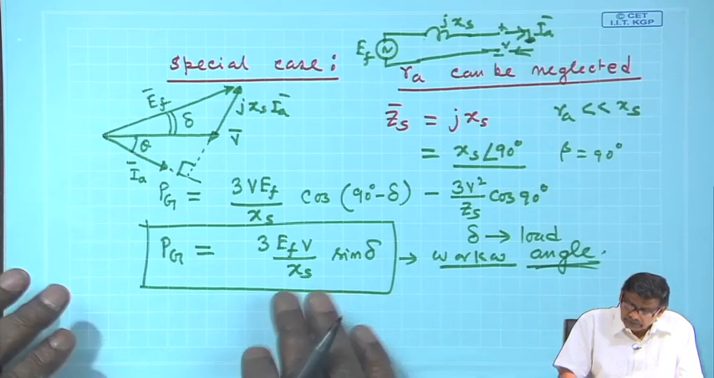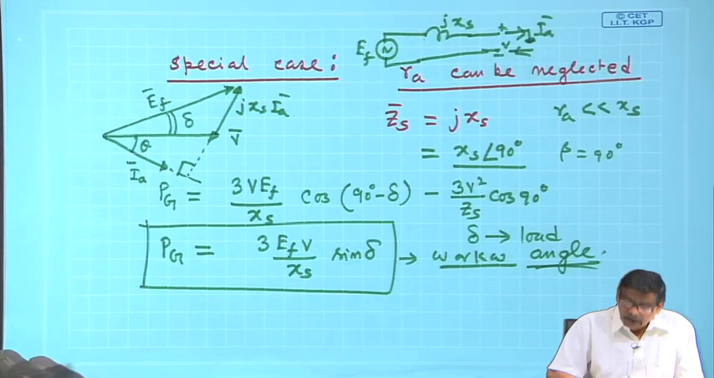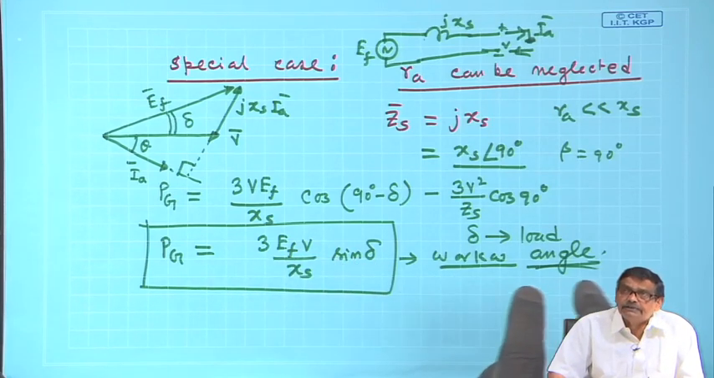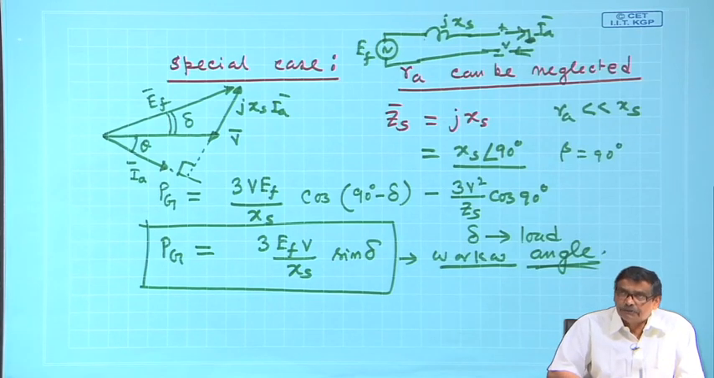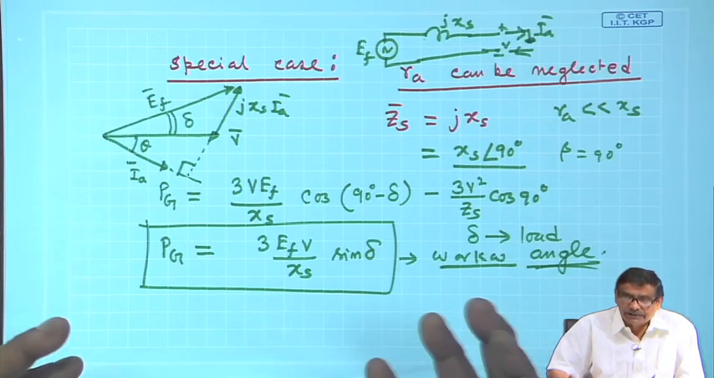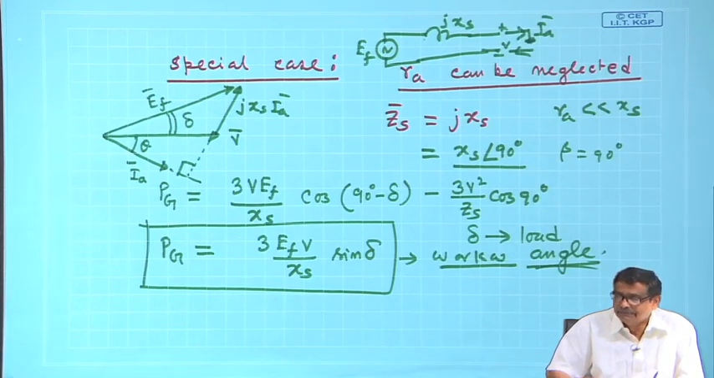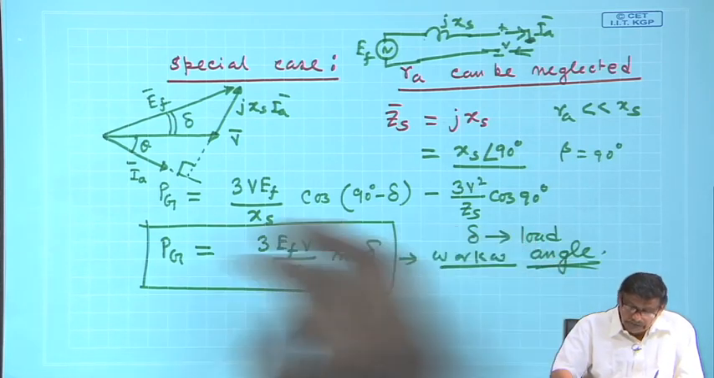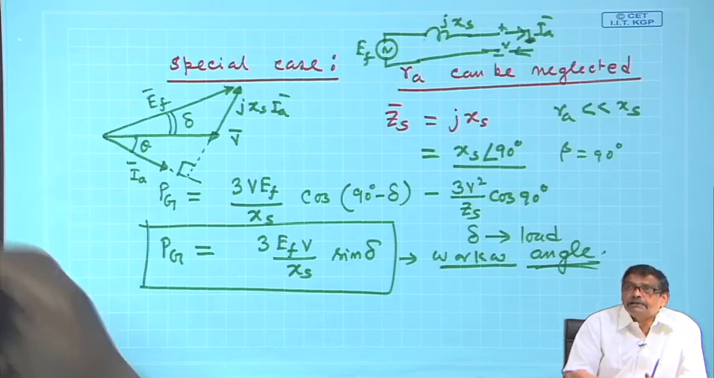Is that clear? Now, it is the real power, mind you. This real power being delivered must be coming from the prime mover, whoever is driving this. This kilowatt is the real power, and it is used by some consumers. Therefore, this much power must be supplied by the prime mover.